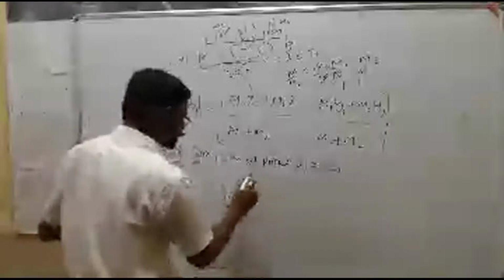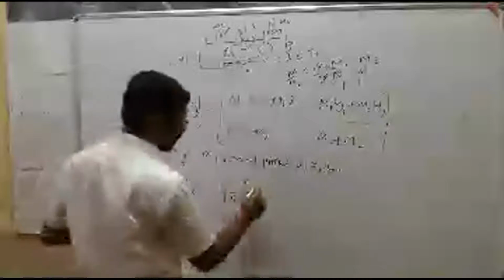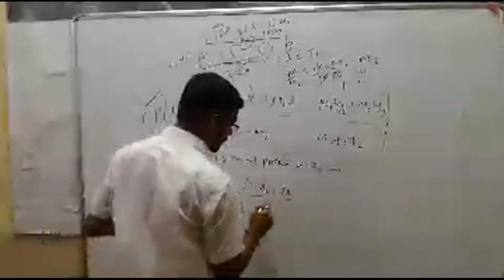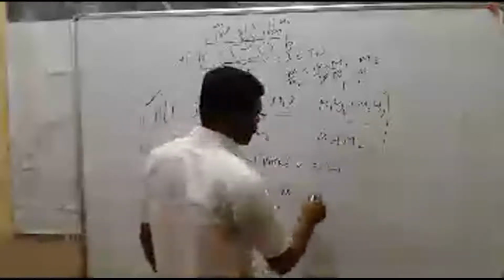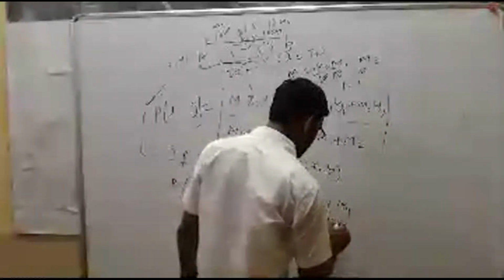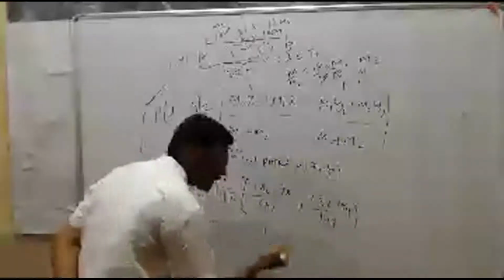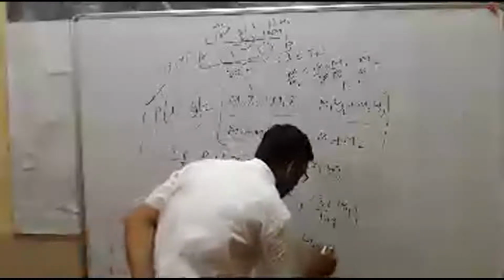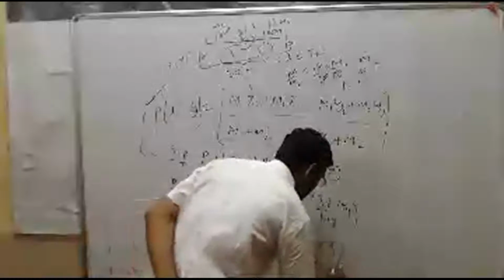P of x comma y is equal to m1 value is 1 into x2 plus m2 value is 1 into x1 divided by m1 plus m2, which is 1 plus 1, since m1 value is 1 and m2 value is also 1. Then m1 value is 1, y2 plus m2 value is 1, y1 divided by 1 plus 1. Therefore the midpoint formula is P of x comma y equals x2 plus x1 divided by 2 comma y2 plus y1 divided by 2.